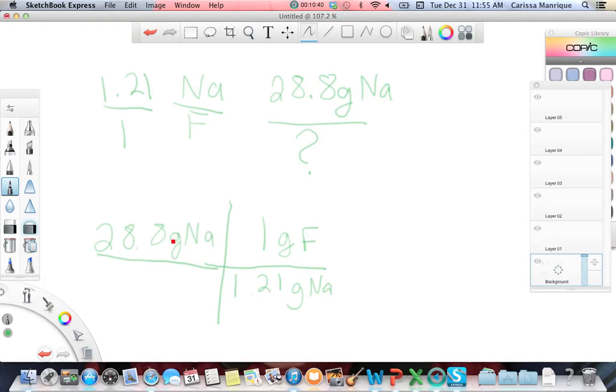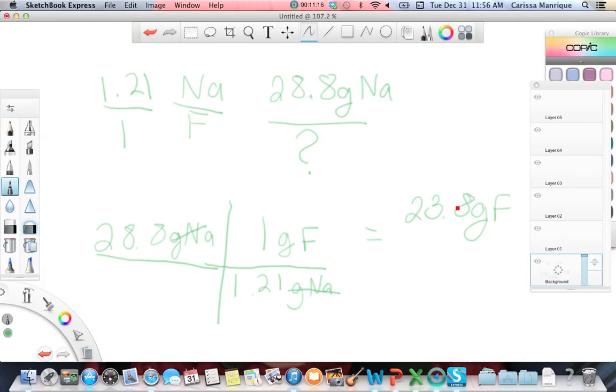I have grams of sodium here that I want to cancel out with grams of sodium here. So that's why I put it at the bottom. Okay, so I do 28.8 times 1 divided by 1.21. Multiply and divide this out, and this gives me 23.8 grams of fluorine. When I divide these two numbers together, I get 23.8.